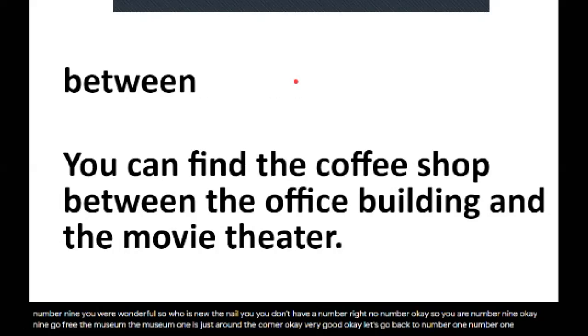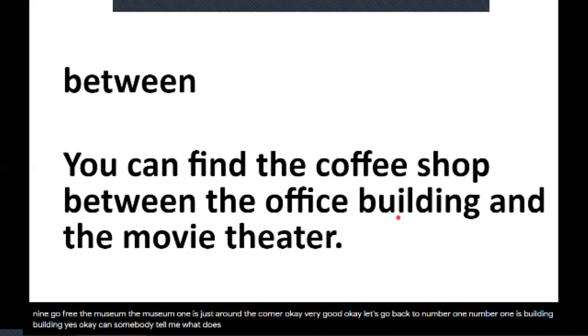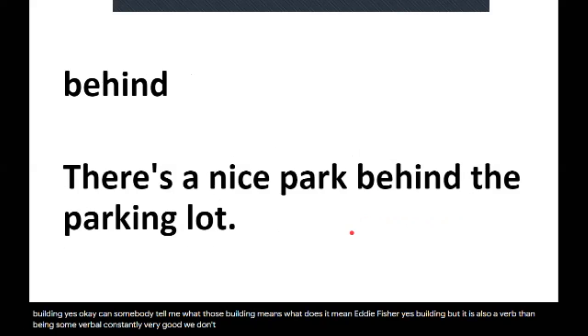Number one. Between. You can find the coffee shop between the office building and the movie theater. Office building. Okay, can somebody tell me what does building mean? What does it mean? Edificio, yes, building. But it is also a verb. También es un verbo. Construir. Very good. Moving on.